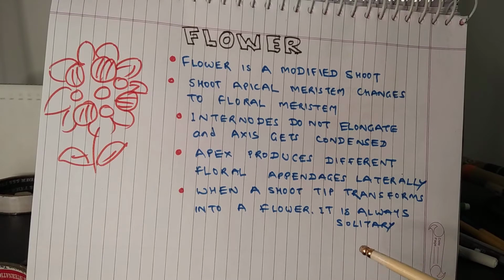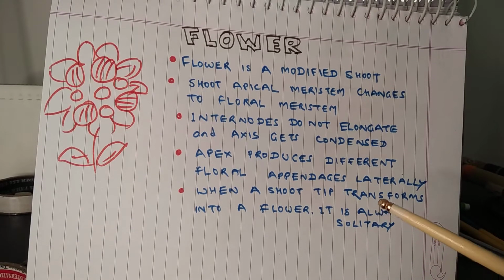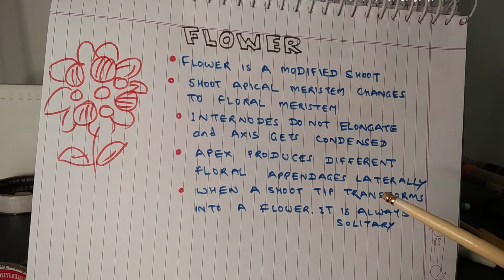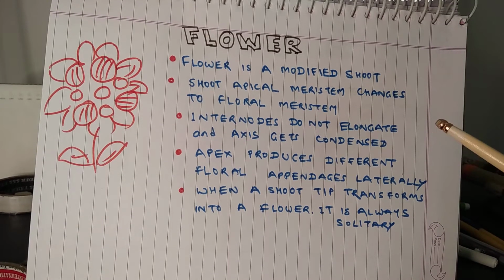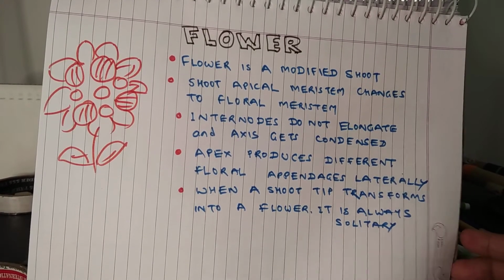Now, what happens when a shoot tip transforms into a flower? It is always solitary. If the flower is arising out of the nodes, then the flowers can be in bunches. But if a flower is coming from the tip of a stem, the flower will be a solitary one. So that is the key difference.